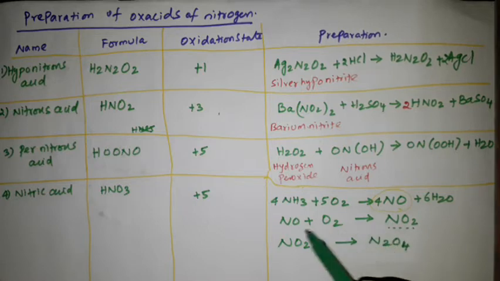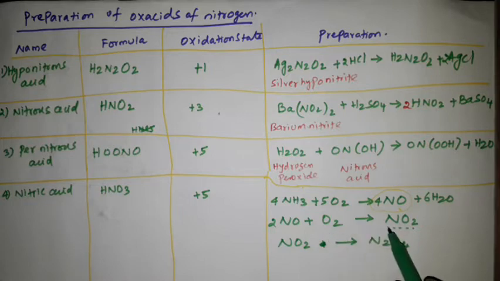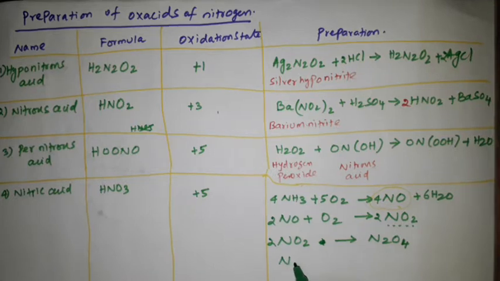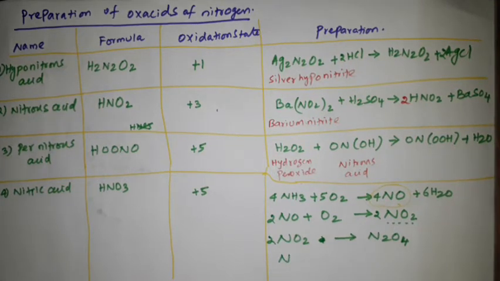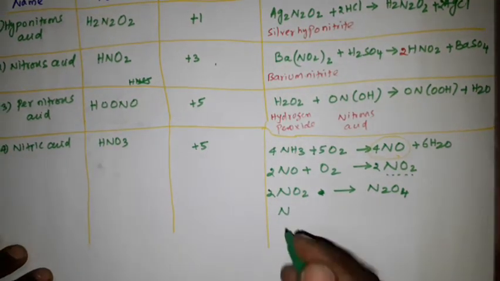In step number 2, the reaction is not balanced, so add 2 here, then see, the reaction still is not balanced, so put 2 here. So 2 nitrogen, 4 oxygen. Then step number 3, this NO2, we are getting N2O4, balance this equation, 2 NO2 produce N2O4, dinitrogen tetroxide.